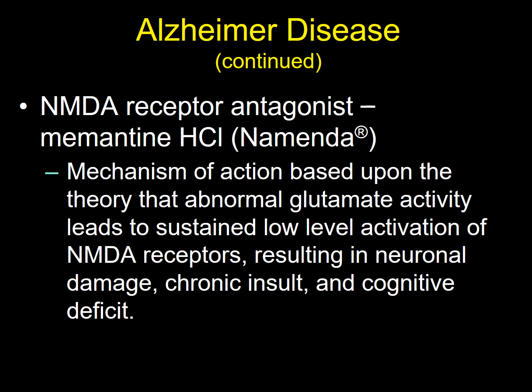Now, another class of drug, the only other class of drug we have for Alzheimer's, are the NMDA receptor antagonists. That's N-methyl-D-aspartate. These work on that presynaptic neuron. Remember the relationship again.